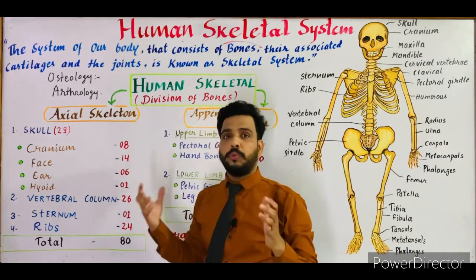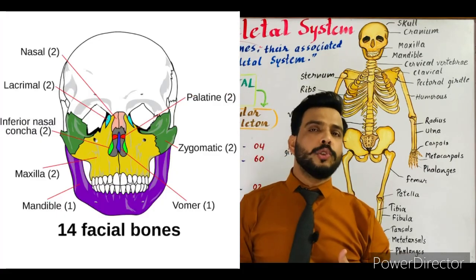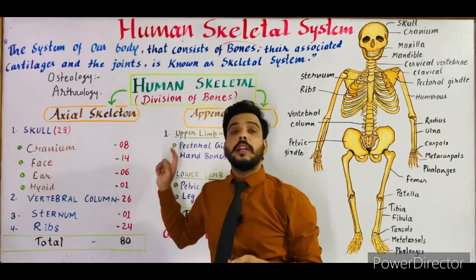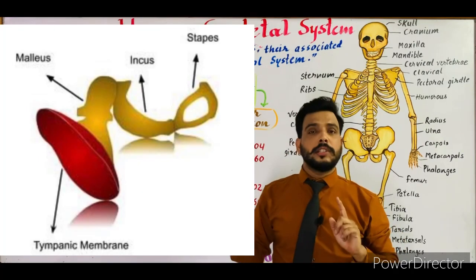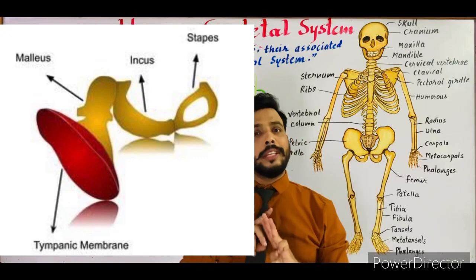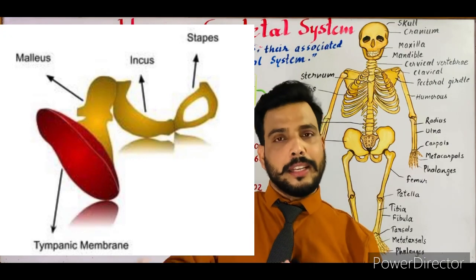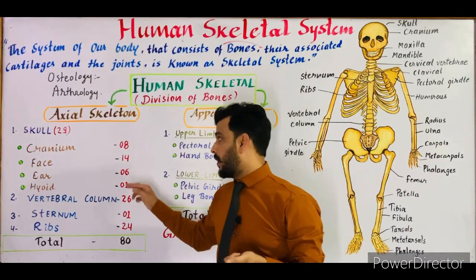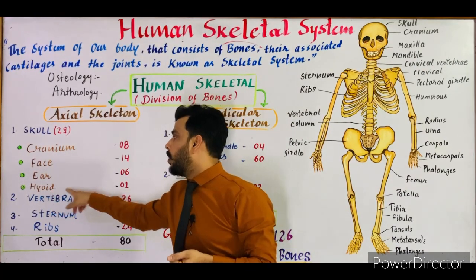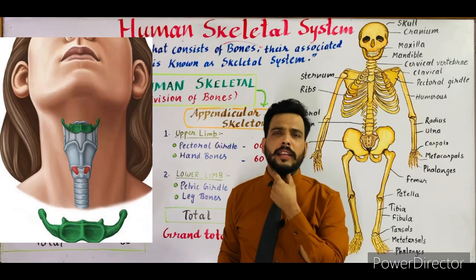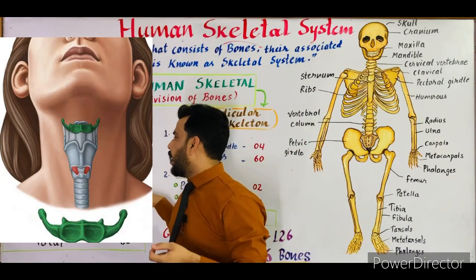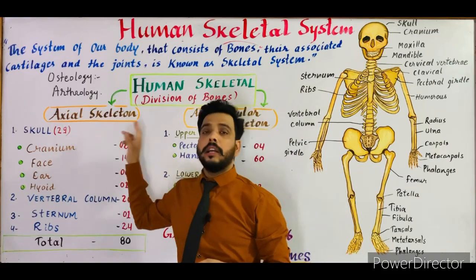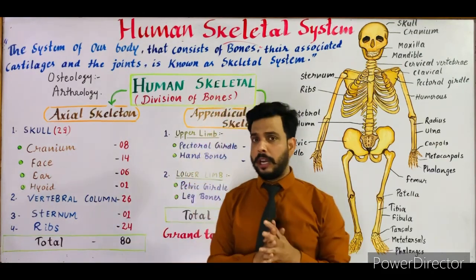Now the second part is the face. Our face consists of a total of 14 bones. Now the ear: there are 2 ears, each consisting of 3 ear ossicles or ear bones, the incus, the malleus and the stapes. So a total of 6 bones are present in our ear. And the last one is the hyoid bone, which is present near here. It is 1 bone. So the total bones present in the skull are 29.